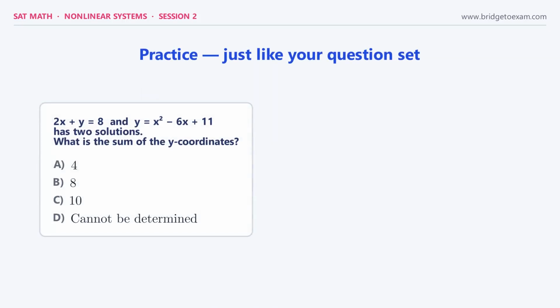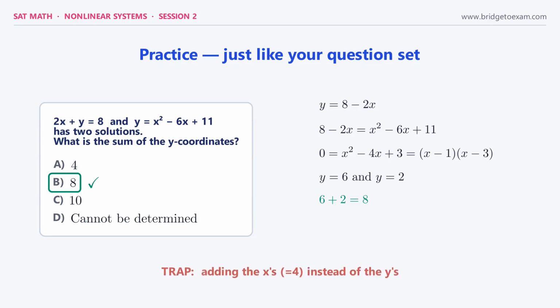Let's do one straight from your practice set. The system 2x plus y equals 8 and y equals x squared minus 6x plus 11 has two solutions. What is the sum of the y-coordinates? Step 1. Isolate the easy variable, y equals 8 minus 2x. Step 2. Substitute into the parabola. 8 minus 2x equals x squared minus 6x plus 11.